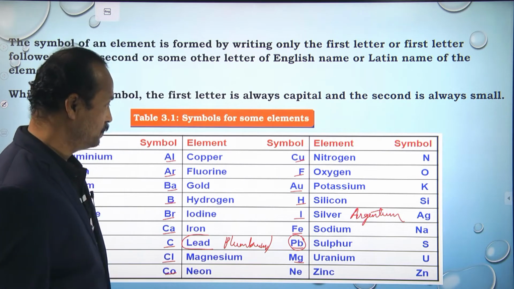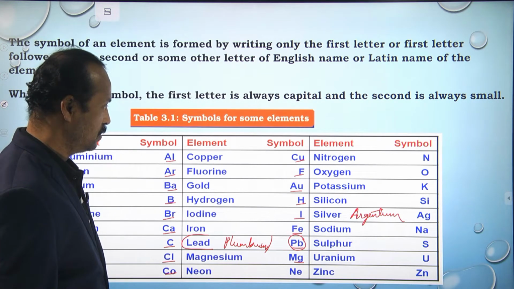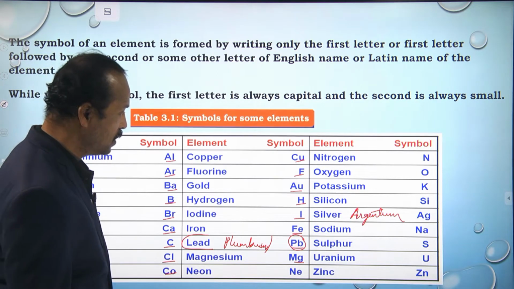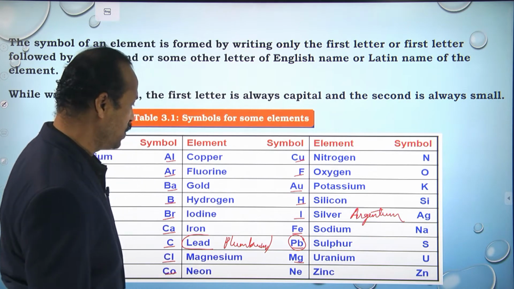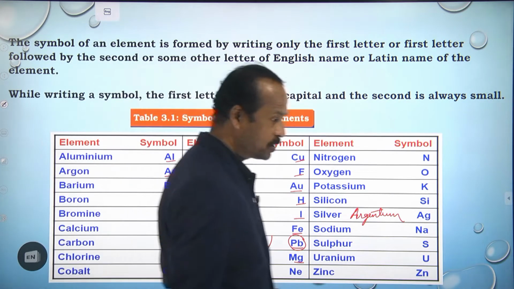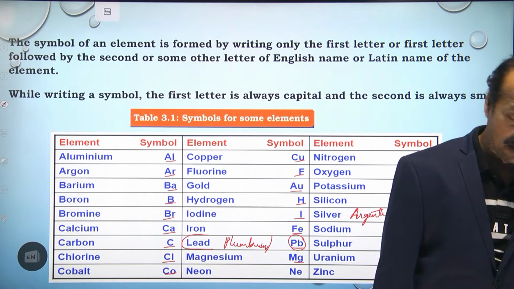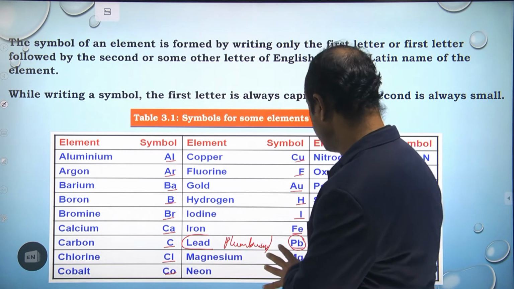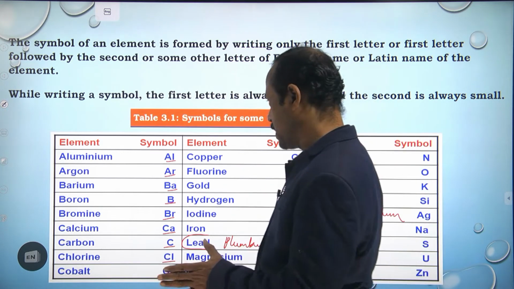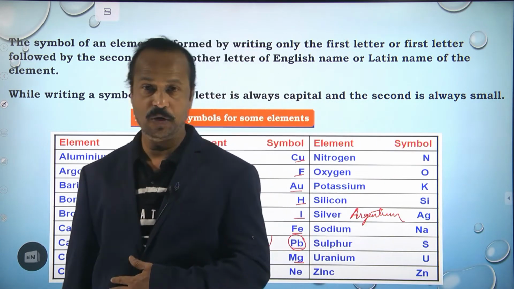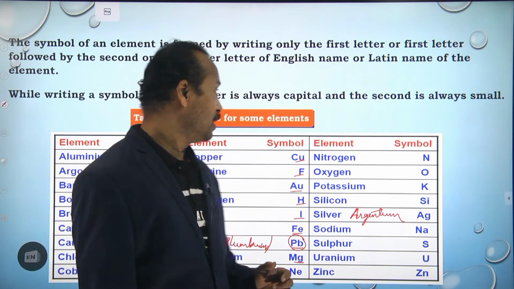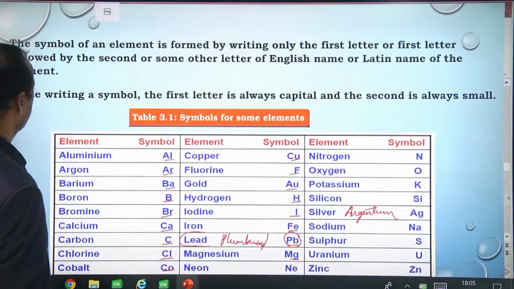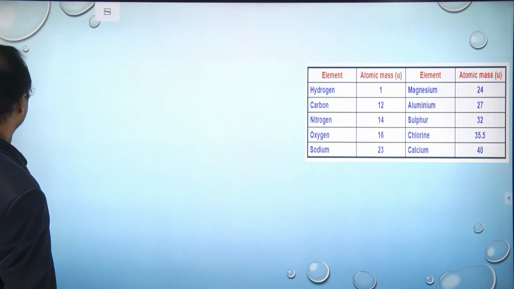Sodium Latin name? Latin name of sodium? Natrium. Sulfur, uranium, zinc. Okay. So, these are some of the mostly commonly used elements. These are not in order, but you have to learn according to atomic number, elements 1 to 30, also along with these elements. So, this we learnt in the last class. Now, come to the next one.